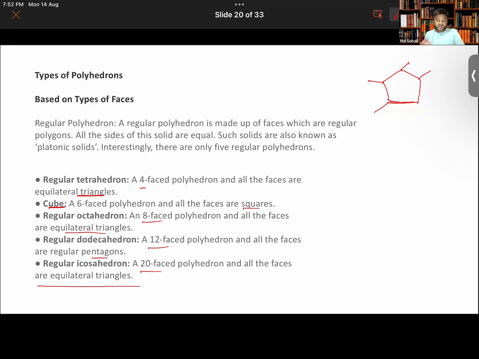Regular octahedron: 8 faces, meaning 8 equilateral triangles. And the dodecahedron and icosahedron that we discussed here.